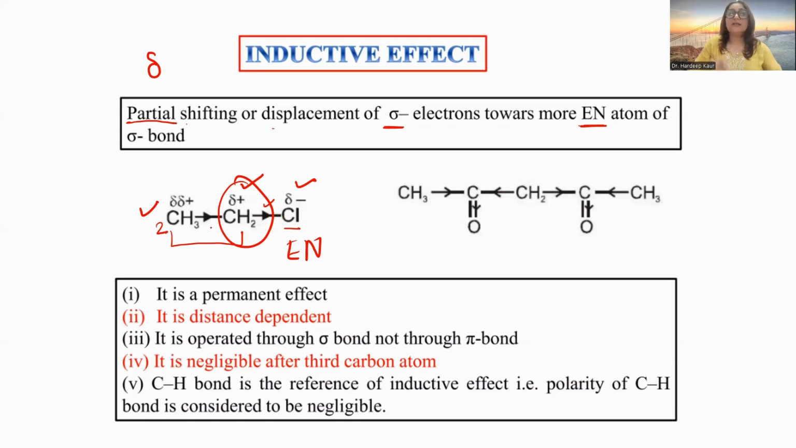First, you should understand that there is a partial shifting or displacement of only the sigma electrons when any electronegative atom is attached to the chain. So, yes, it is distance dependent. That means if another carbon is attached here, suppose, then there is delta delta delta charge. So the effect of this electronegative atom is lesser on this carbon, more on the first carbon. As the distance increases, the effect decreases. And it operates through only the sigma bond. There is no pi bond required.